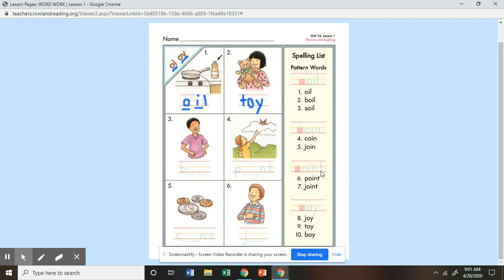Let's look at oint words. Point, joint. These words rhyme. They have the same ending sound. Now our last three words have the different oi sound. These ones have O-Y. And already you can see the O-Y is at the end. Very good. Like the Y is towards the end of the alphabet. That can help you remember that O-Y goes at the end.